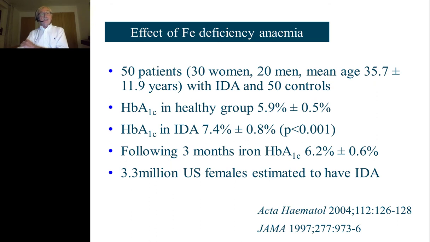This iron deficiency anemia group were just treated with iron, nothing else, just iron. And 3 months later, the hemoglobin A1c had fallen to 6.2%, which is not significantly different from the healthy group. There are a large number of people with iron deficiency anemia, and we don't know who they are, so we have to be careful.